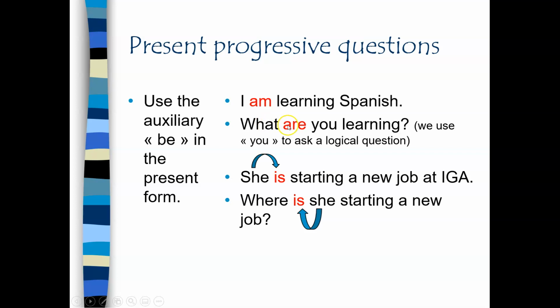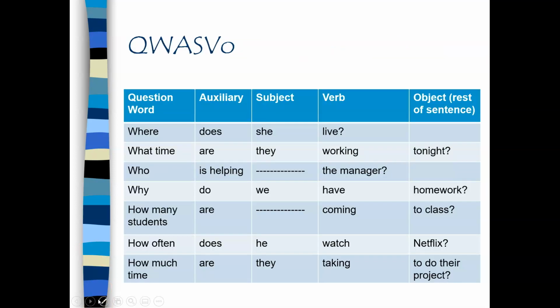So my auxiliary goes before my subject. She is starting a new job at IGA. So here's my subject and then my auxiliary and my verb. When I make my question, I switch them around. So here's my question word. Where is she starting? So I put my auxiliary in front of the subject. When you make a present progressive question with the auxiliary in the verb to be, remember, do not change the verb form. You leave the ing on the verb. So here are some examples.